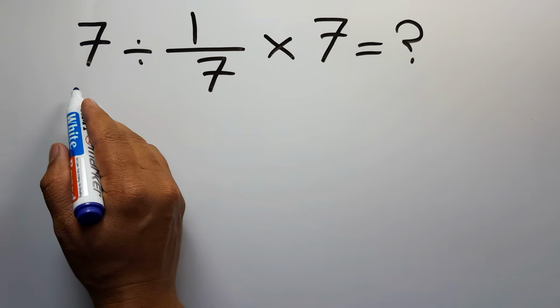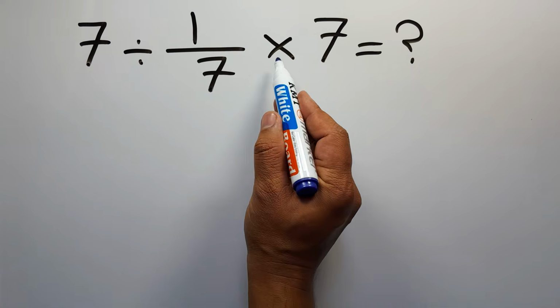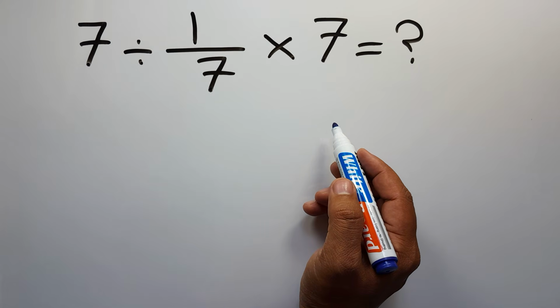In this video, we want to find the value of this expression: 7 divided by 1 over 7 then times 7. Are you ready to solve? Let's go and get started.